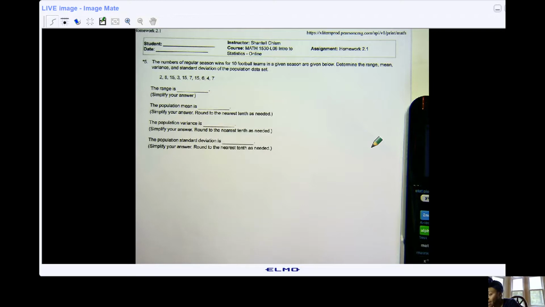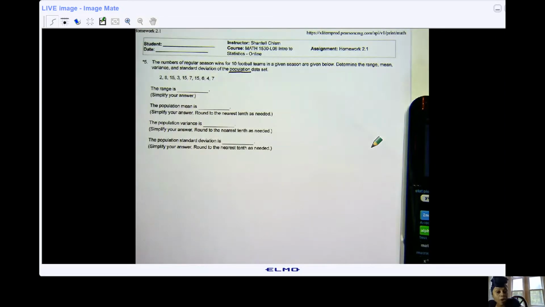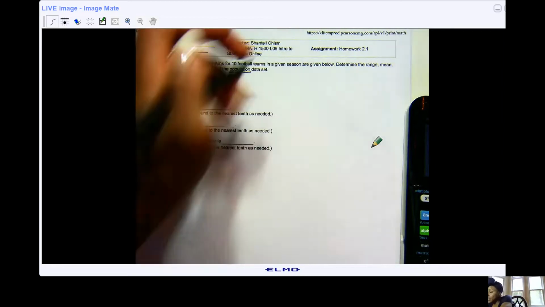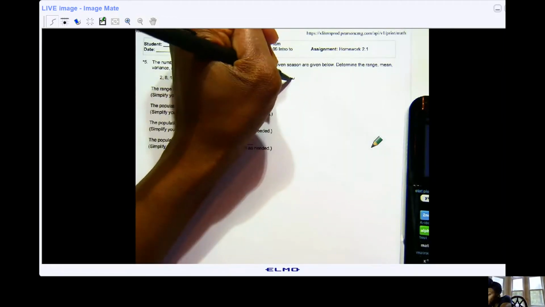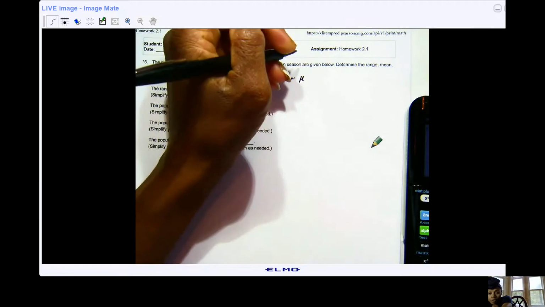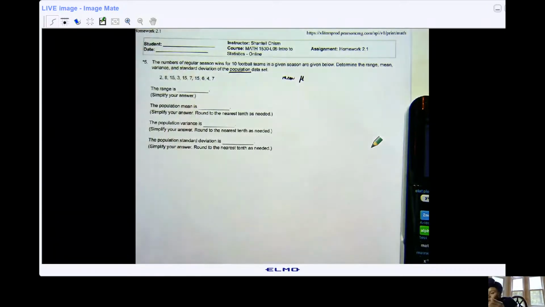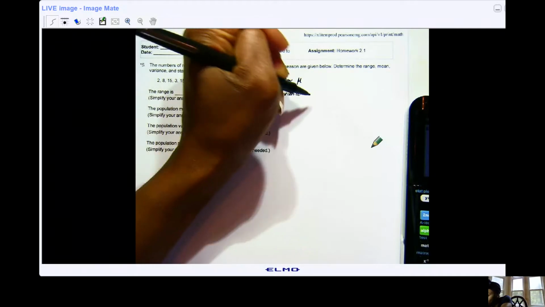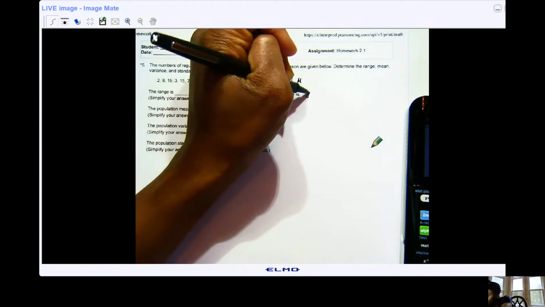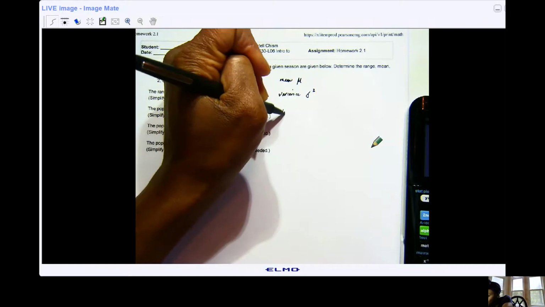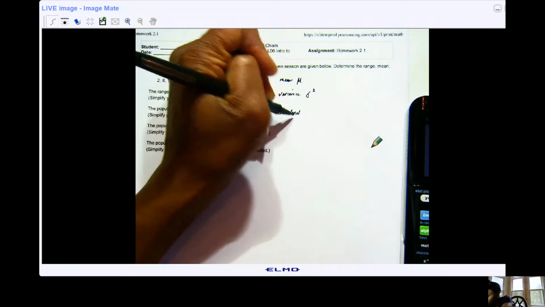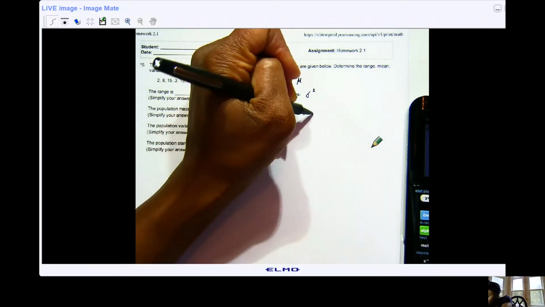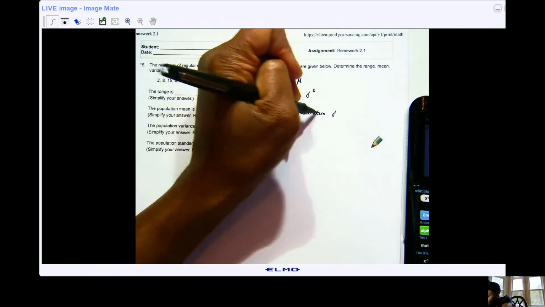So let's first determine whether we have a population. Actually, they tell us. Sometimes in the problem, it won't tell you. Sometimes you have to determine it, but we are actually dealing with a population here. So the mean, when you're dealing with a population, is called mu, okay? The range is just the range. Then you've got the variance, which is called sigma squared. And then you've got the standard deviation, which is the square root of the variance, which is just sigma.